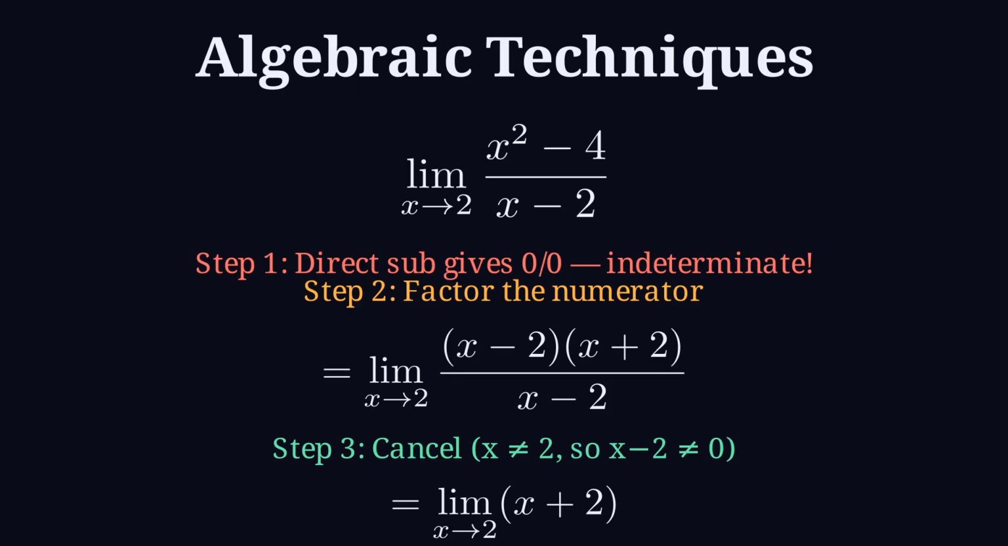The important warning: if direct substitution gives you 0 over 0, that is an indeterminate form. It does not mean the limit is 0 or undefined. It means you need a different technique, usually factoring.